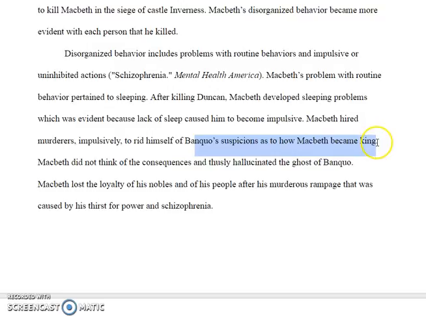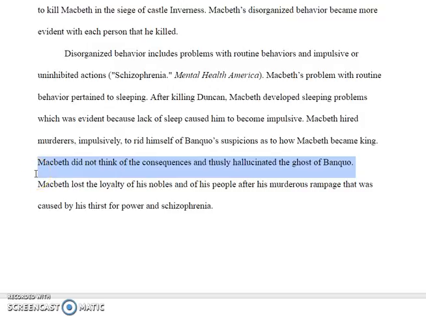And just so you know, he did not know Banquo was suspicious of him. He was only worried about Banquo's sons, so that's why he got rid of him. So almost everyone in your class got that wrong. He didn't think of the consequences and thusly hallucinated the ghost of Banquo, which again, I feel like this is in the wrong spot.